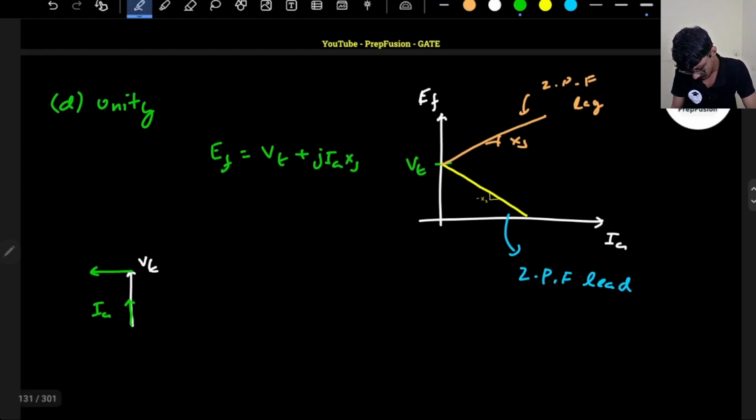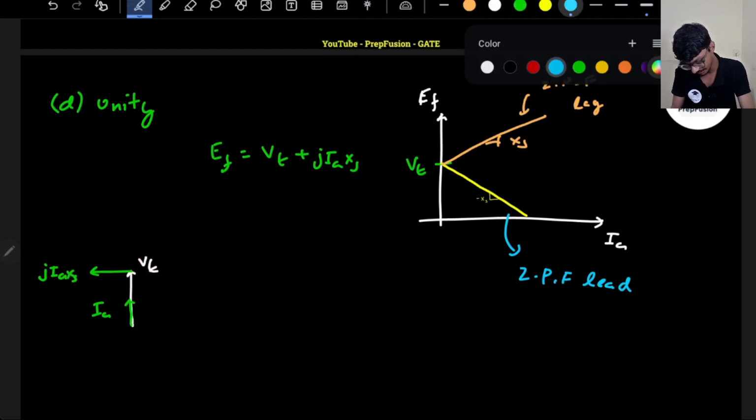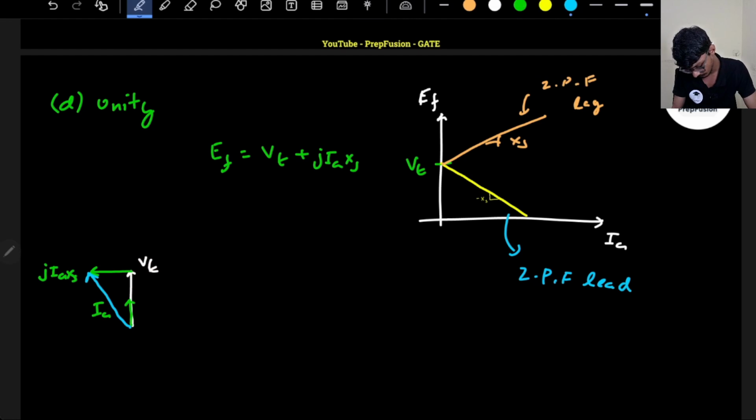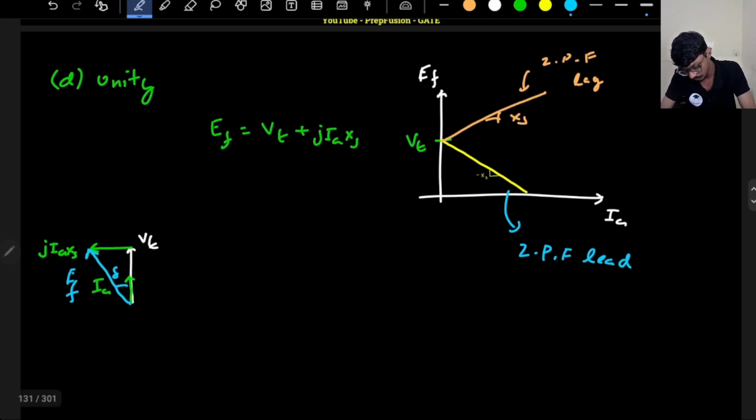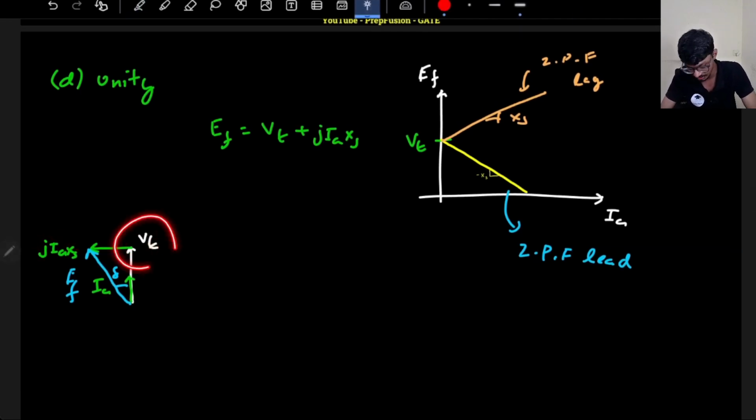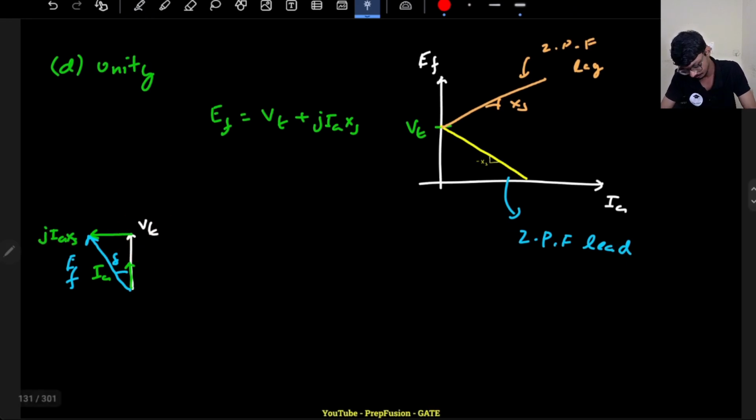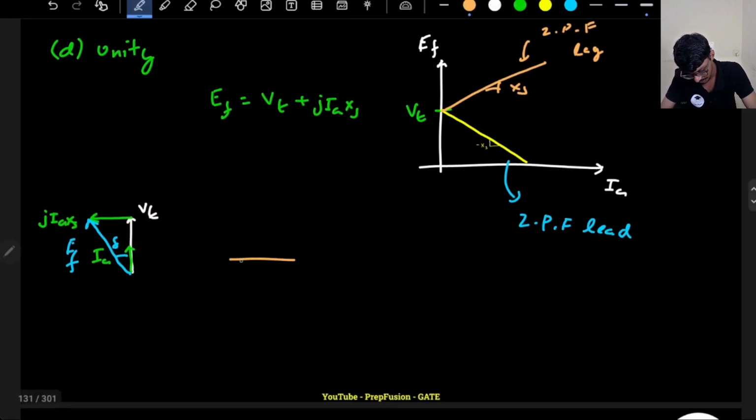Okay. So this will be J IA XS, and ultimately this VT plus this component will be my EF. So my EF will be here. Okay, this is my EF, and of course I can see there is some delta here, the angle between VT and EF. So obviously power will get transferred. VT is constant, right? If I keep on increasing my IA, this length will increase. So previously if VT was here, now EF has gone further, right?